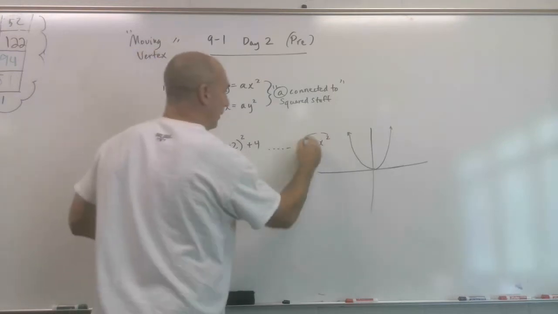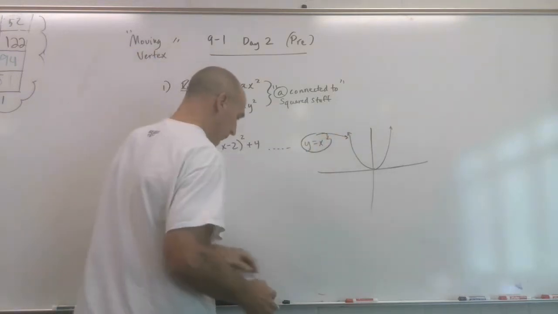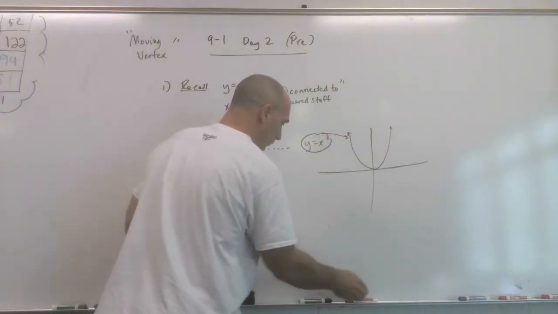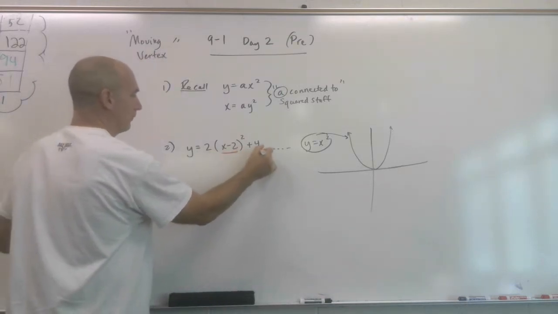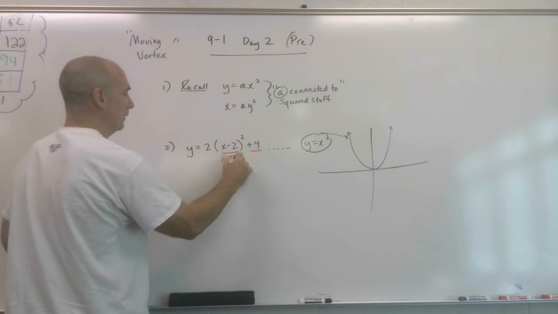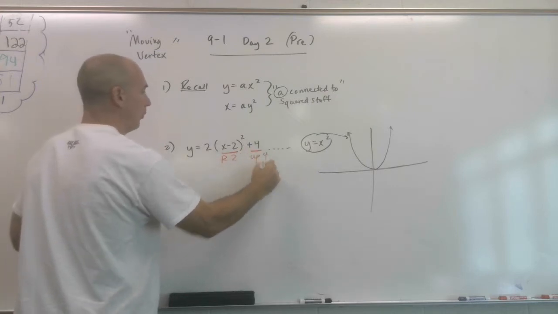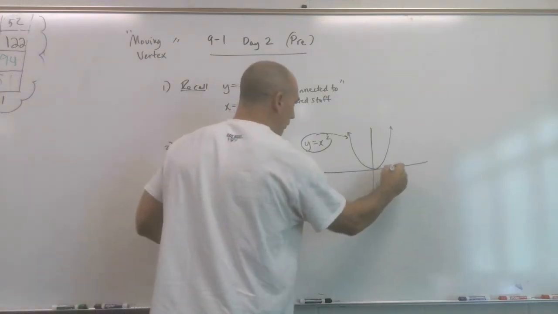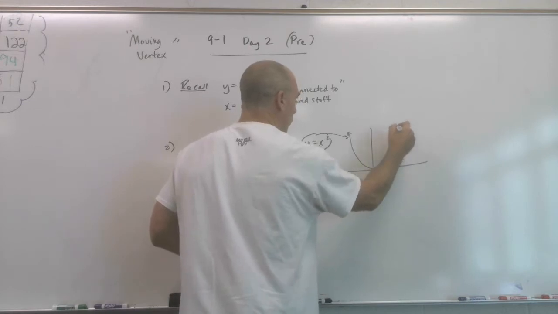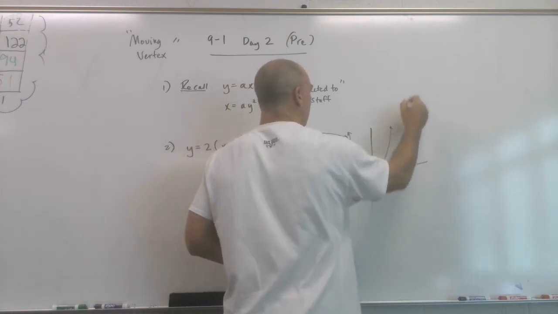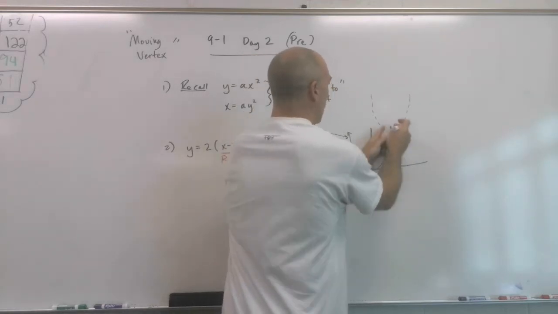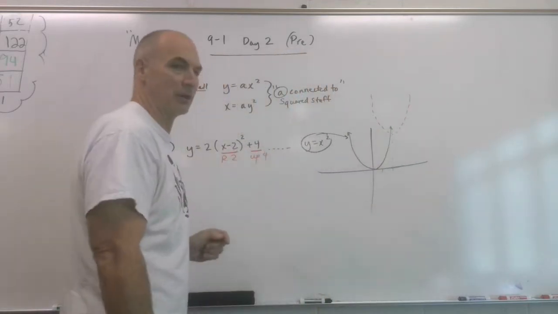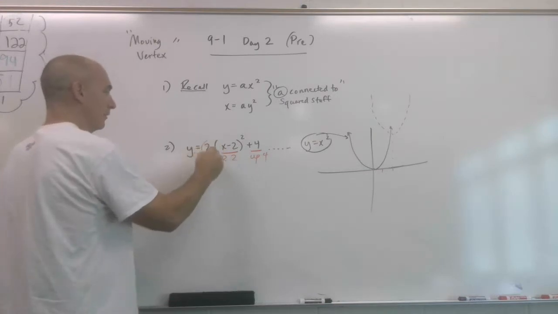So here's my parent function right there. So I will grab this wonderful red marker, hope it works. I'm going to take care of this and this first. This is right 2, up 4. 1, 2, 1, 2, 3, 4. I'm going to make it dotted. So all we did was move that black one right 2, up 4. Dotted because we're not done. Not done because of that.